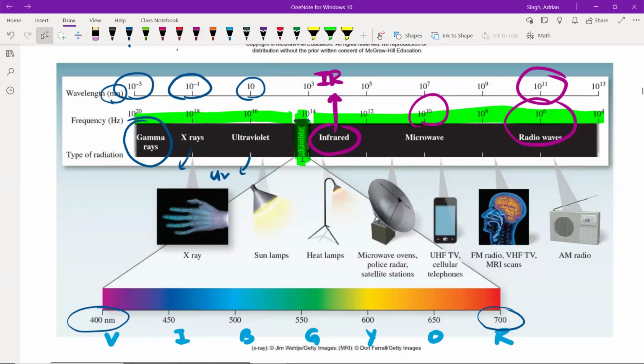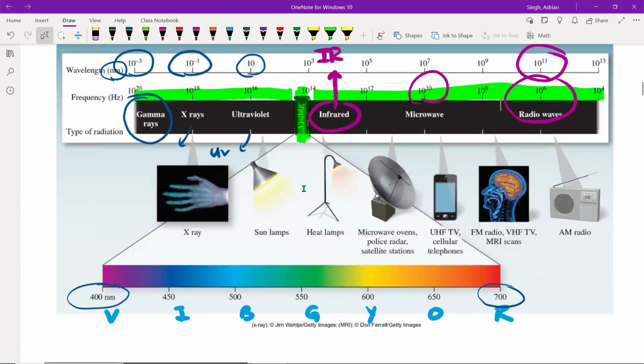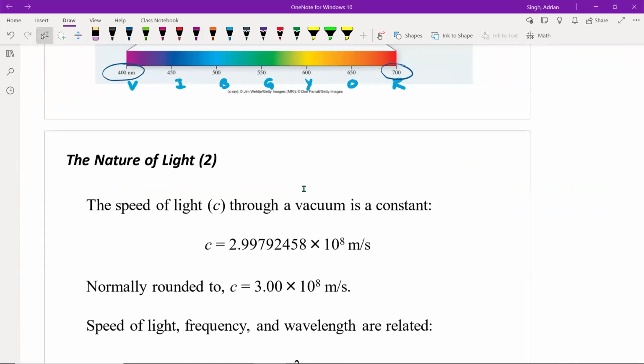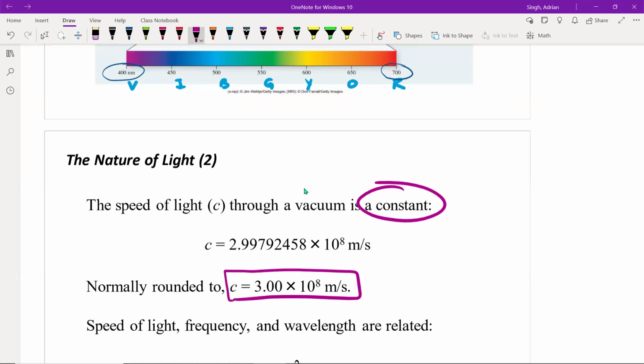Visible light only makes up a very small fraction of electromagnetic radiation. So when it comes to light, light travels at a particular speed, which we abbreviate as c. So lowercase c is the speed of light through a vacuum, and that's a constant, meaning it doesn't change. And that's normally rounded to 3 sig figs, so 3.00 times 10 to the 8 meters per second. Okay, so that's a very, very fast speed. Some people think of it as sort of the speed limit of the universe.